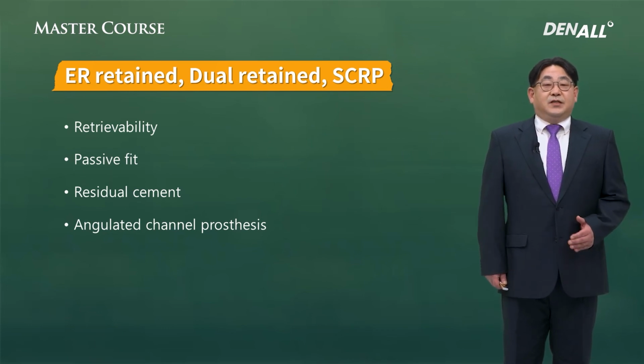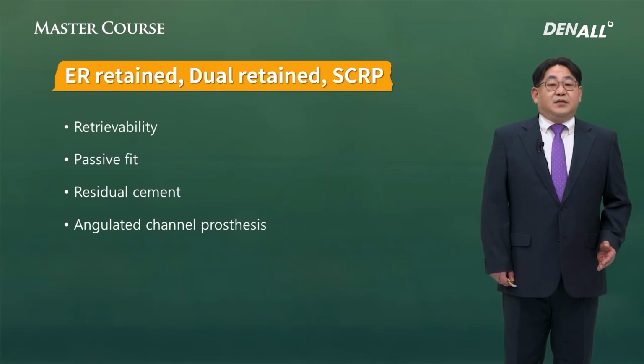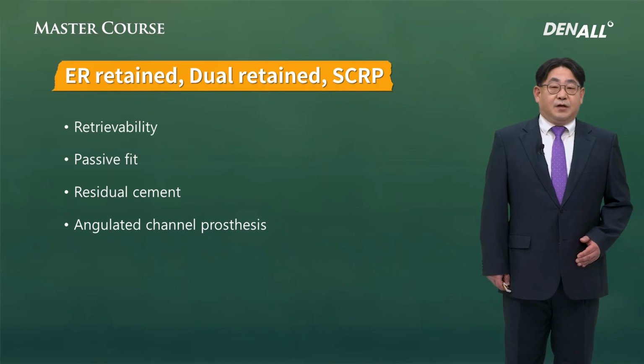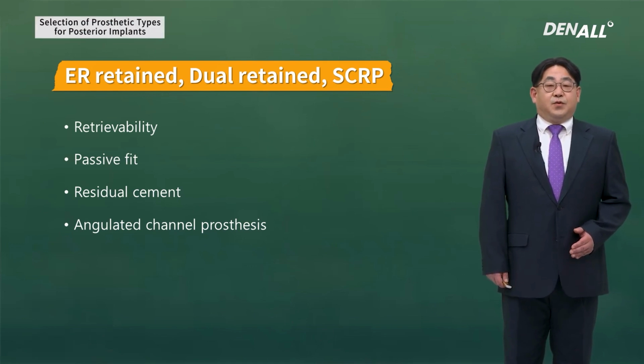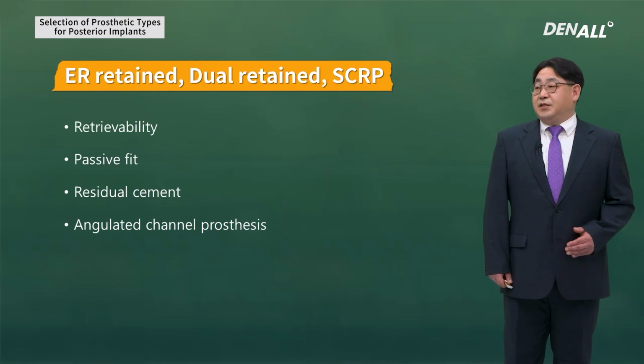ER type is a combination of the advantages that you can enjoy with a screw-retained prosthesis and a cement-retained prosthesis. It is retrievable and you can get an easy passive fit. Also, excessive cement can be removed easily. You can use an angled driver to get a more ideal and aesthetic ER prosthesis.